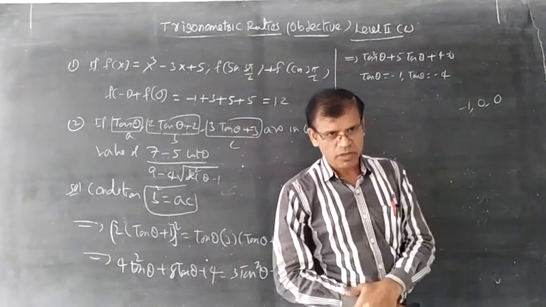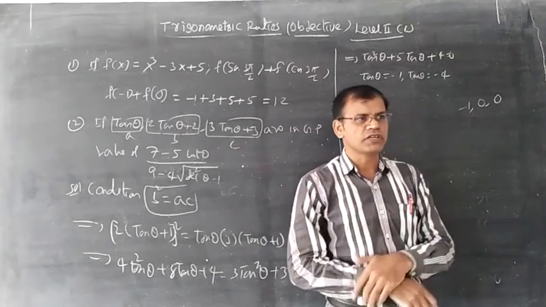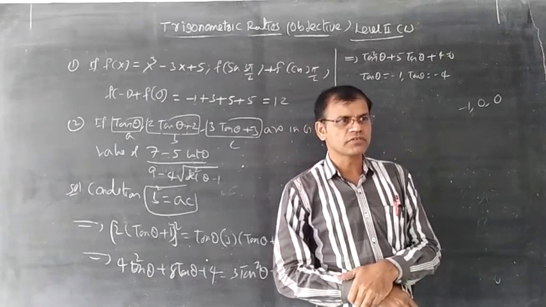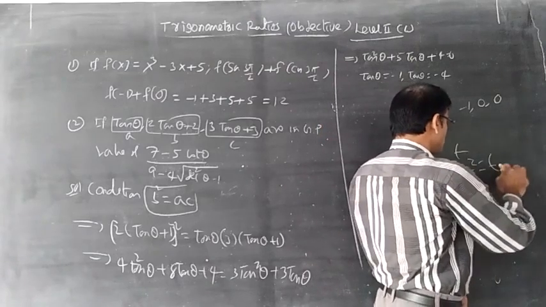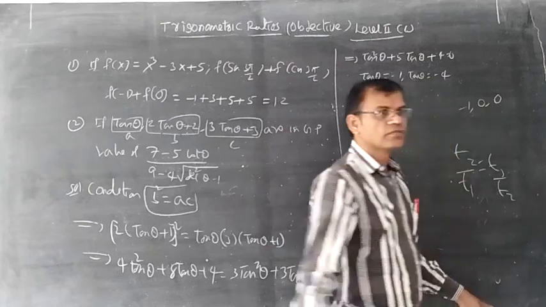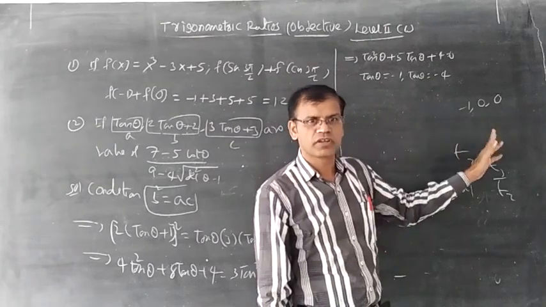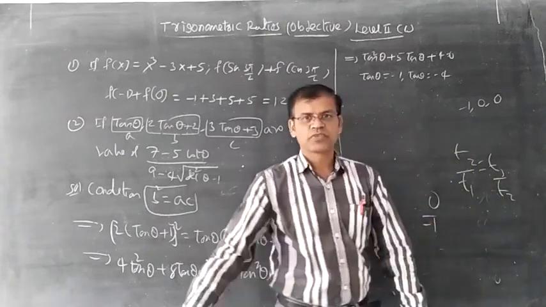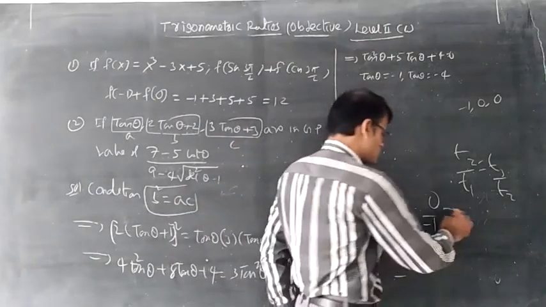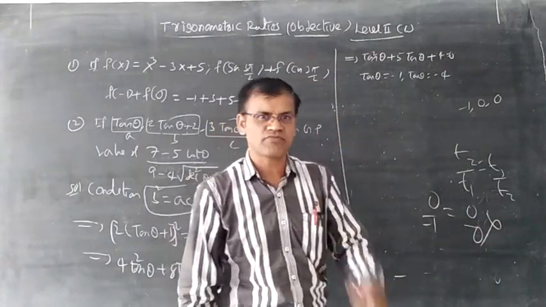It is okay. But for GP, another condition is also there. T2 by T1 is equal to T3 by T2. Did you remember? T2 means second term. I think you might have learned the same condition in 10th class. So 0 by minus 1 becomes 0 by anything. Next you are getting 0 by 0. 0 by 0 is called an indeterminate form.